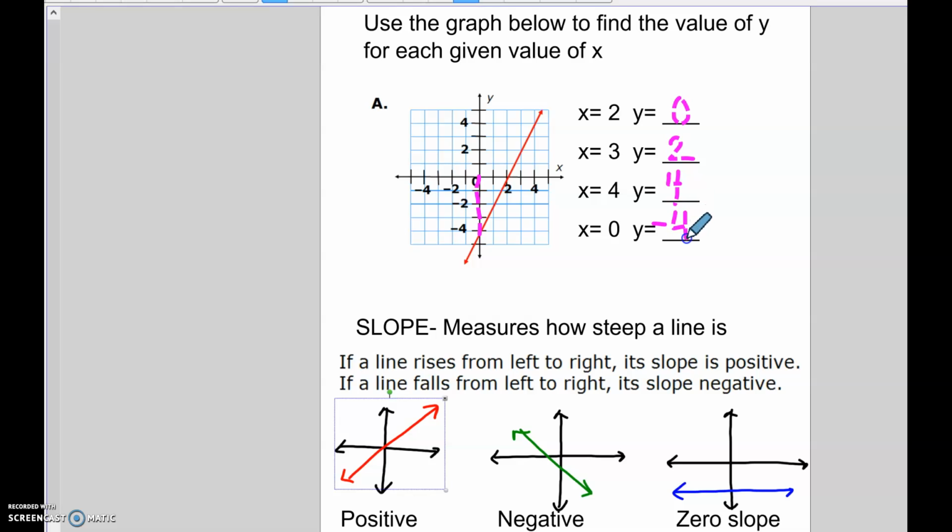Last thing is slope, that measures how steep these lines are that we're drawing. If I'm reading a graph from left to right, and it looks like I'm walking up a hill, that's a positive slope. If I'm reading it from left to right and it looks like I'm falling, that's a negative slope. And if my slope is just a horizontal line, that's 0 slope.